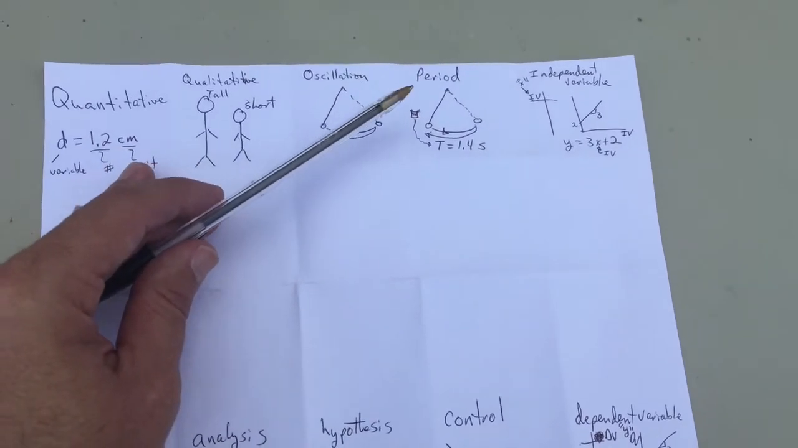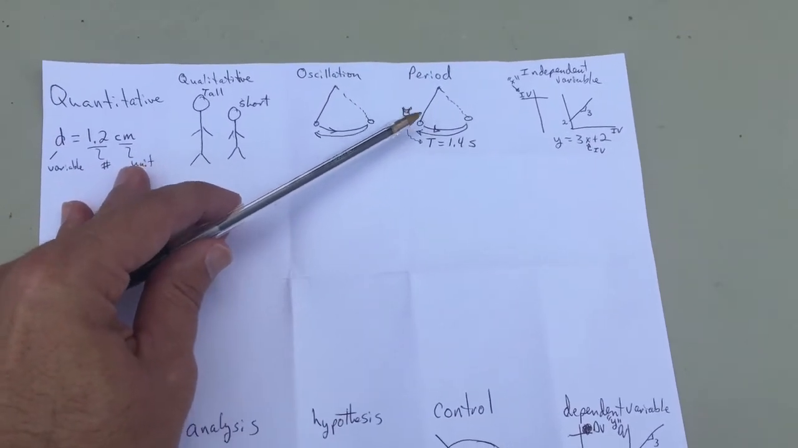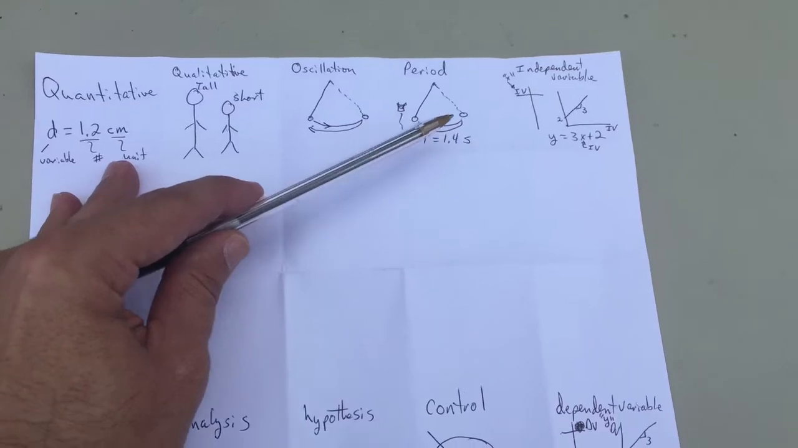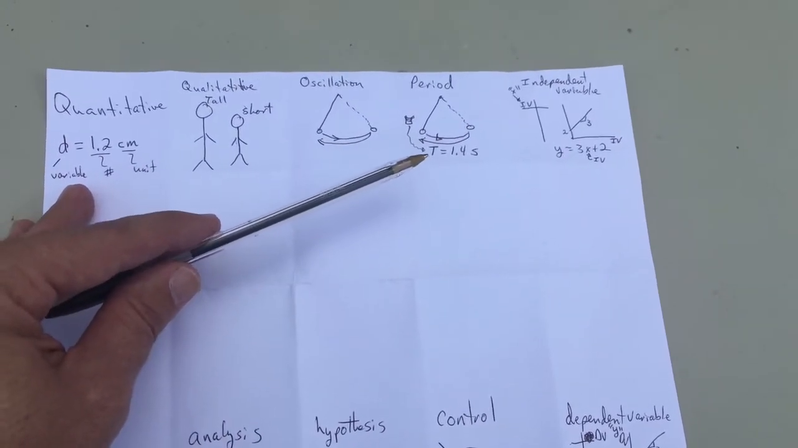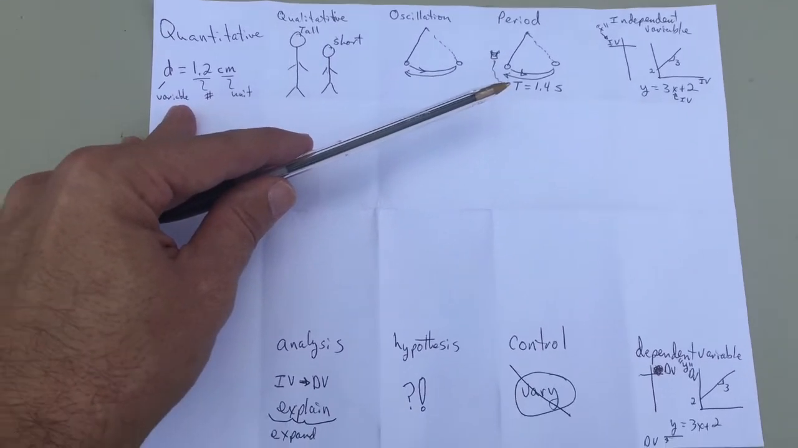The period is also with the pendulum, so I drew another pendulum. It's also based on one swing, but this one I drew a stopwatch, and we're going to actually measure the time of one swing.